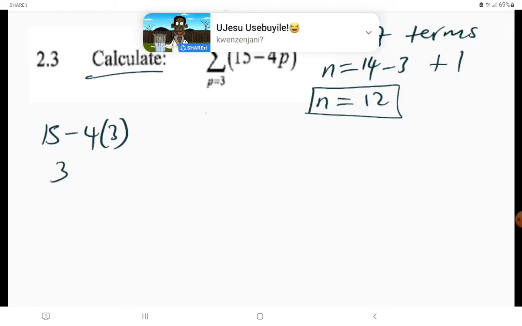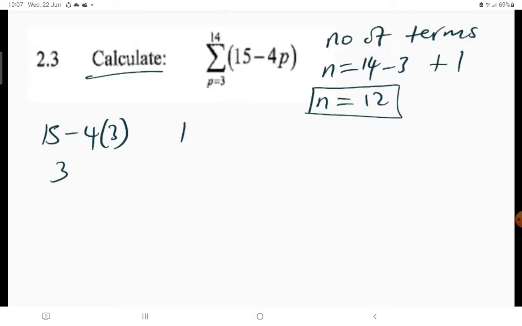Substituting by 4 now, because we have to go up by 1 unit more. Now we have 15 minus 4 times, we put 4 now because it started with 3, then we have 4, then we put 5, right? So 15 minus 16 now is going to be -1. So this is the second term, which is -1.